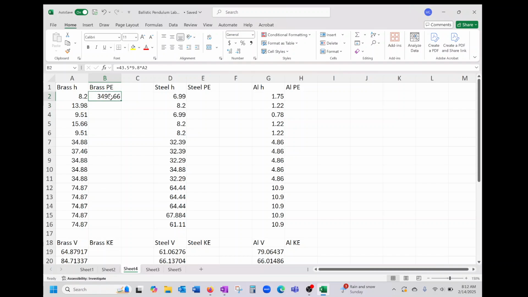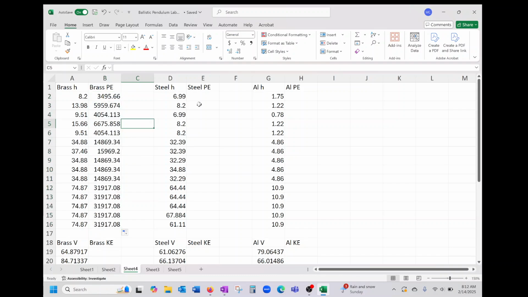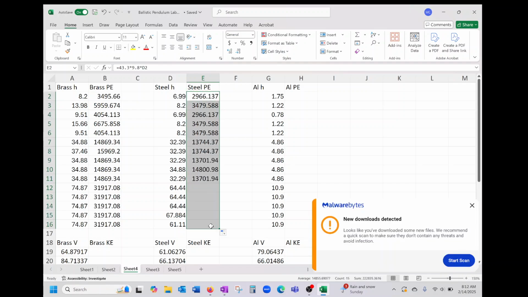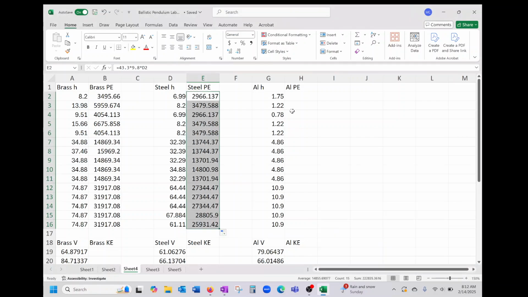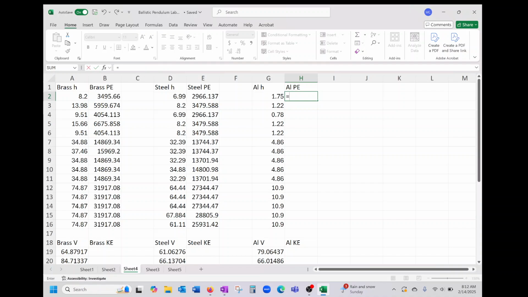We want to extend this formula to all the other heights. So we go down to the bottom corner of that cell, drag down, and that's going to do all the calculations for us, which is awesome. So this will be equals 43.3 times 9.8 times that height, hit enter, bring that down. And then we need to do the same thing over here. So equals 37.8 times 9.8 times this height, hit enter, and then drag this down.